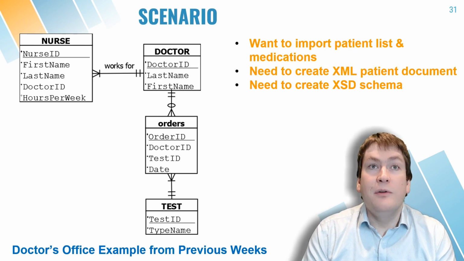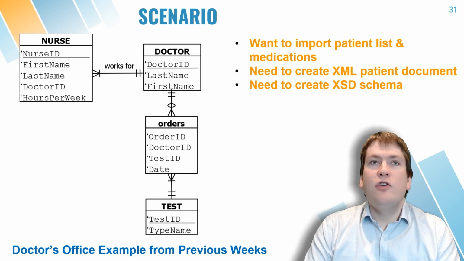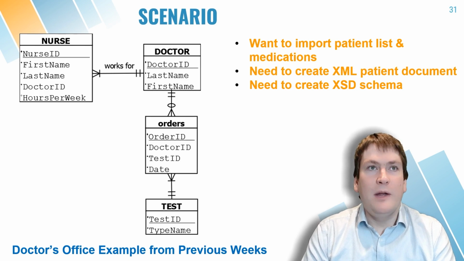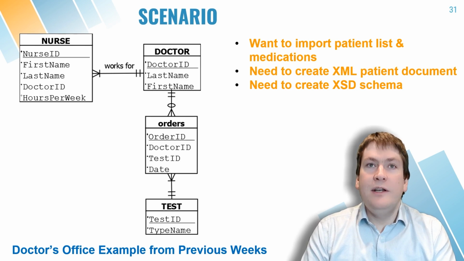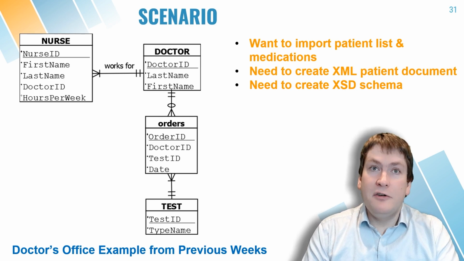So doctors presumably have a number of patients each, and we're going to assume that they all have some amount of medications that they're currently prescribed. So we want to create an XML document for being able to import this into Microsoft Access eventually. We're going to need 2 things. In this tutorial, we're going to be working on creating that XML document for patients. And in the next tutorial, we're going to be working on creating a schema to validate that XML document.